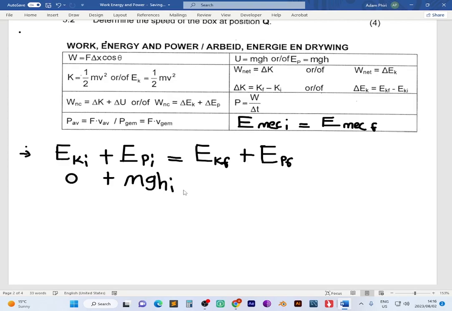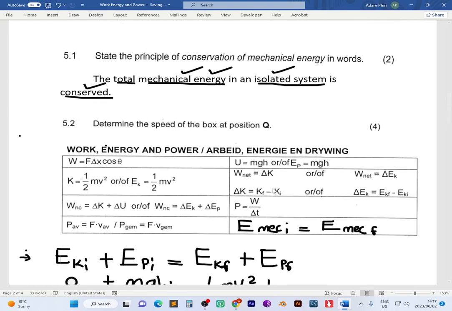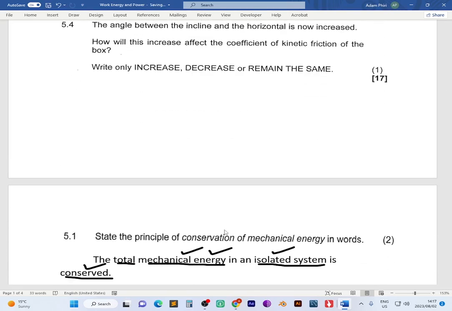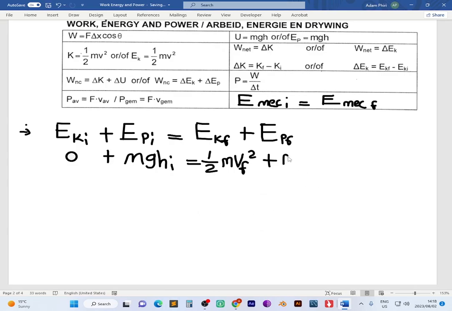Potential energy is mgh, so mg will remain the same. The difference will be that you have different heights. In this case, you can see that there was no kinetic energy, you only had potential energy. But as you move to point Q, you have both potential and kinetic. So initially we only had potential energy, but finally we have kinetic and potential energy.